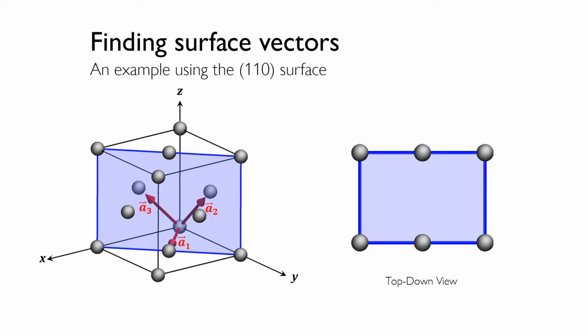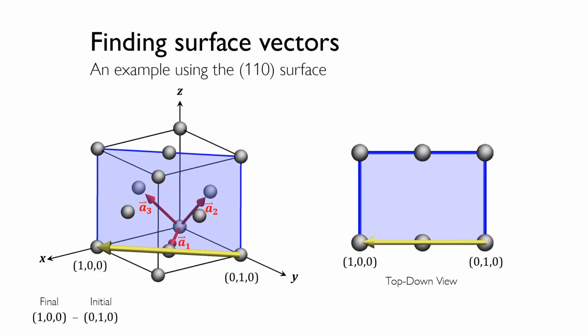For finding this surface direction, we'll first note the points where the row of close-packed atoms intersects with the axes of the unit cell. Two such points can be found at 0, 1, 0 and 1, 0, 0. The vector that connects these two points can then be obtained by simply subtracting the coordinates of the initial position from those of the final position.